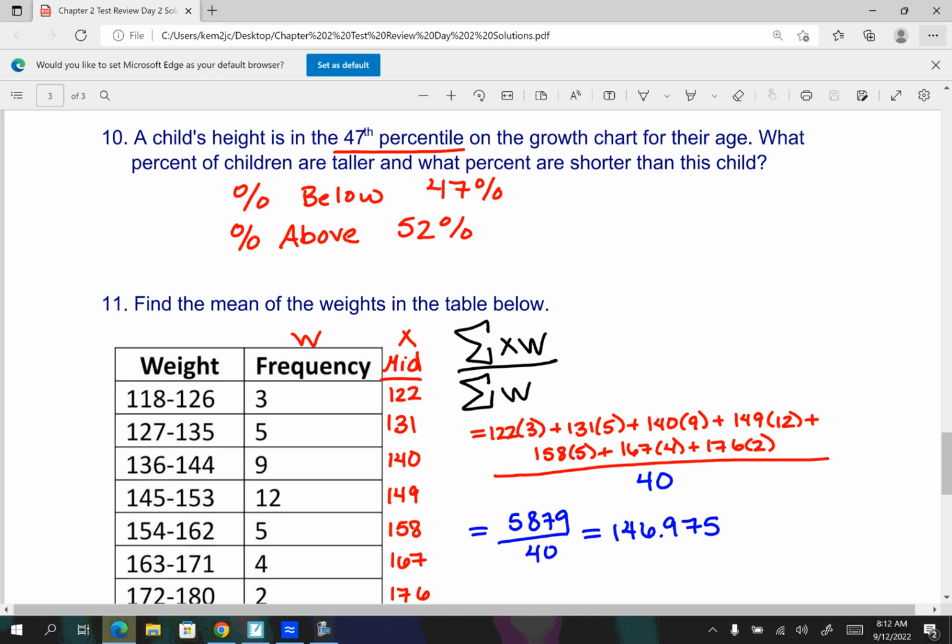Again, if we're thinking of those 100 people, 47 people are below, that's what the percentile represents. But if you're number 48, what's the difference between that and 100? It's 52% or above you.